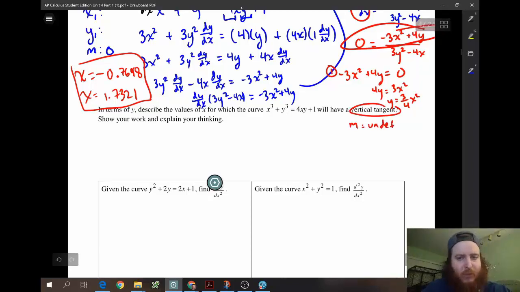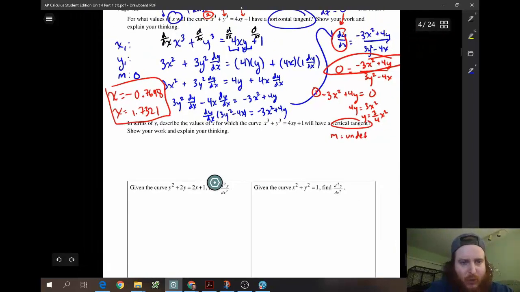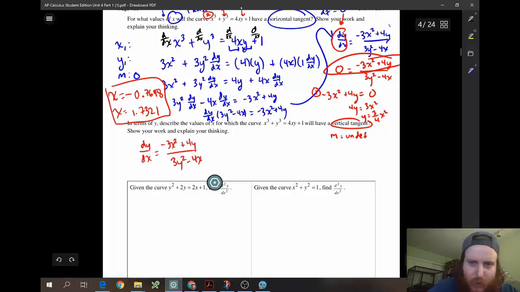When the denominator is 0. So we don't have to redo the derivative. This was the same derivative. So we know that the derivative was negative 3x squared plus 4y over 3y squared minus 4x, right? That's the same derivative we had up here.